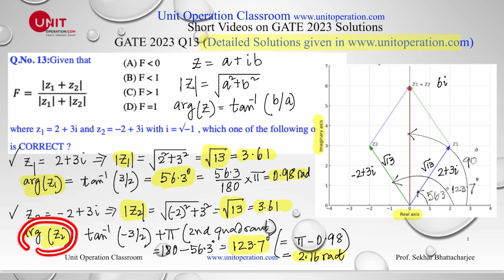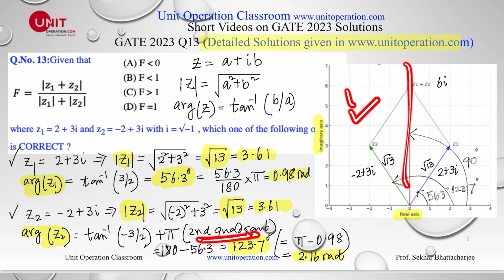And the argument here, since this is in the negative direction, 3 by 2, we have to add pi because this is in the second quadrant here. So this is the second quadrant. And this should be 123.7 degrees, which is 2.16 radian.